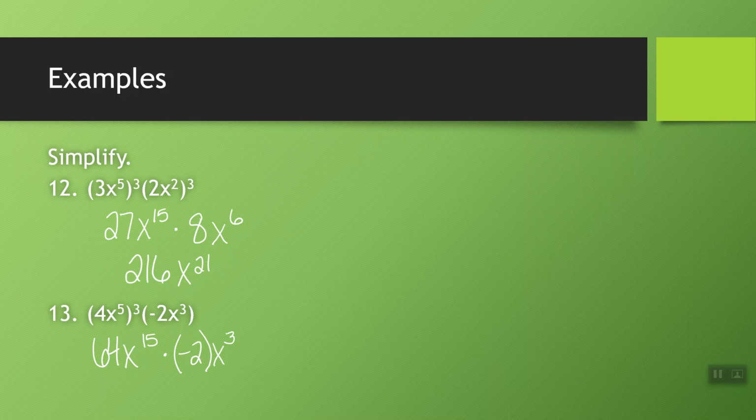Notice nothing out here in the power, but I just want to make sure we see that negative 2. It doesn't really matter where you put the parentheses. You don't even have to put parentheses. I just don't want you to miss that that is a negative 2. So 64 times negative 2 is negative 128. X to the 15th and x to the 3rd, we add those, so that's x to the 18th.